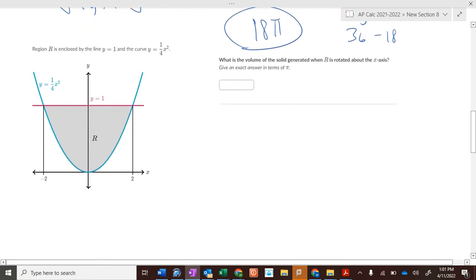Okay, this one, where we're going around the x-axis. So this thing looks like a 3-dimensional this with kind of circles here. So it's kind of like an hourglass shape.